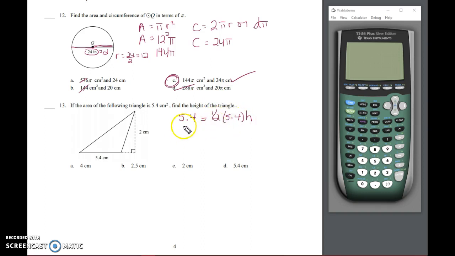So half of 5.4 is 2.7. So we have 2.7h. And then we divide by 2.7. This is how you're supposed to work it out. You're not supposed to cheat. And 5.4 divided by 2.7 is 2. How do I know it's 2? Because it was given to us here. That's the trick part.